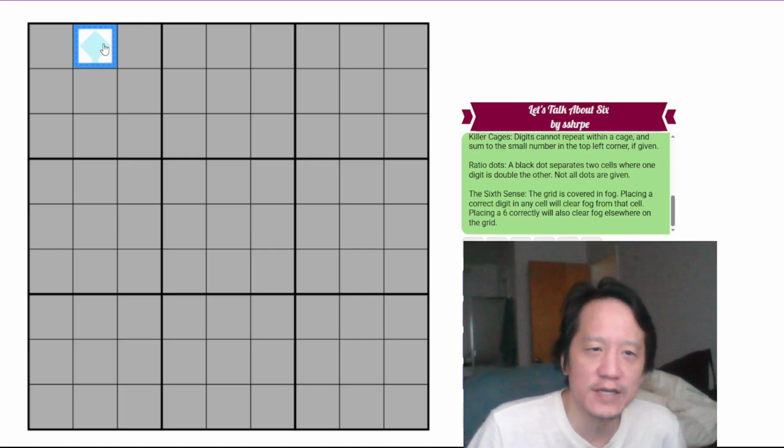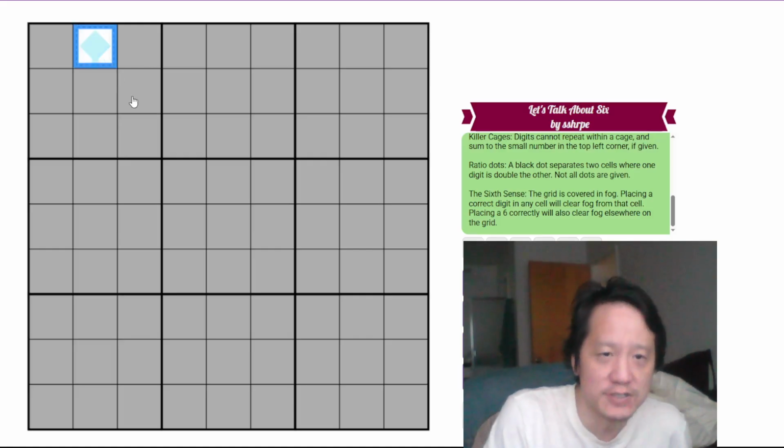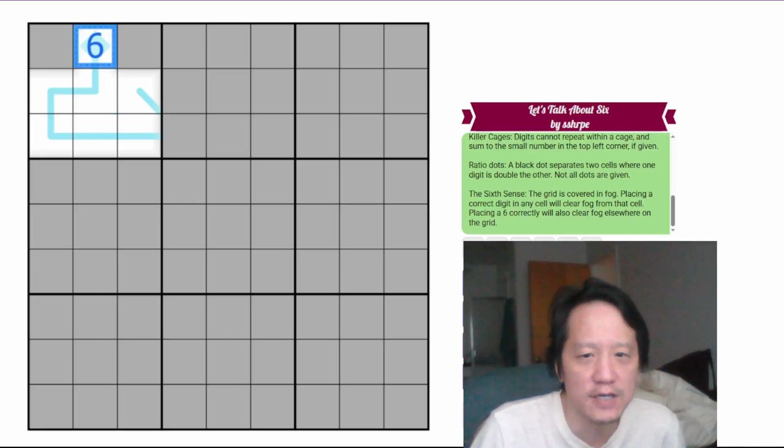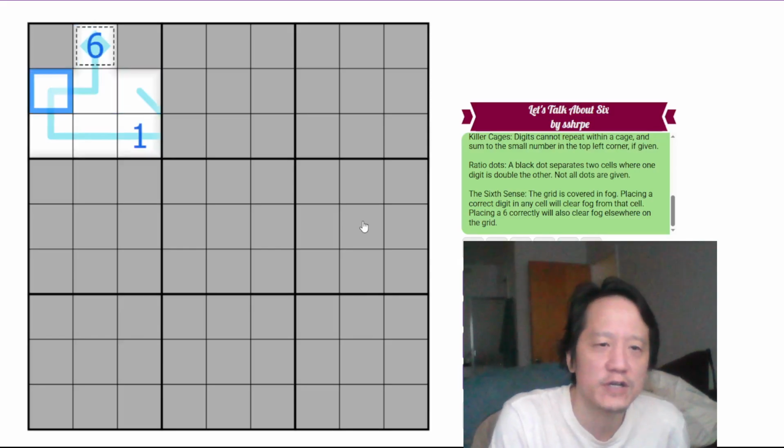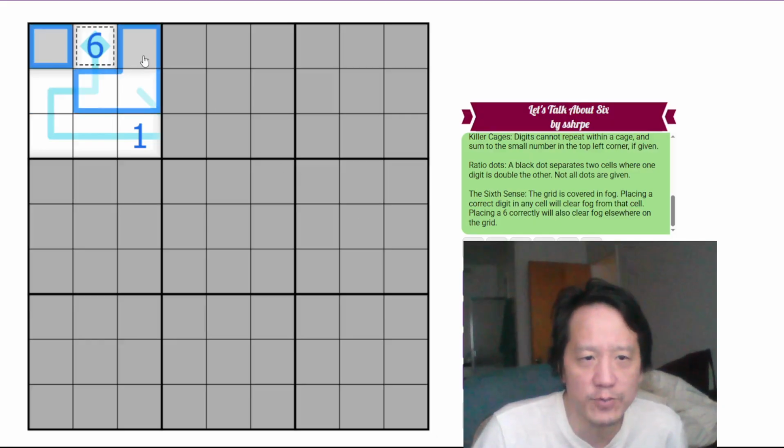Well, this is a cage of 1 digit, so this has to be 6. So this is 6. That's saying that 1 has to be in the 6th spot. So 1, 2, 3, 4, 5, 6. Therefore, this is 1. 2 and 3 have to be orthogonally adjacent to this.